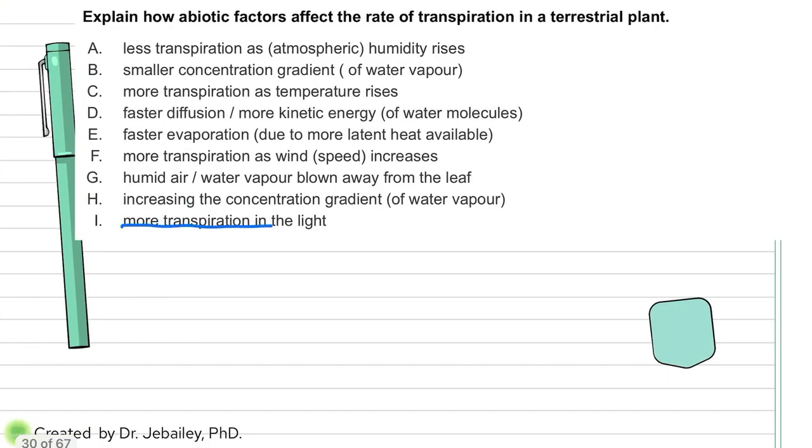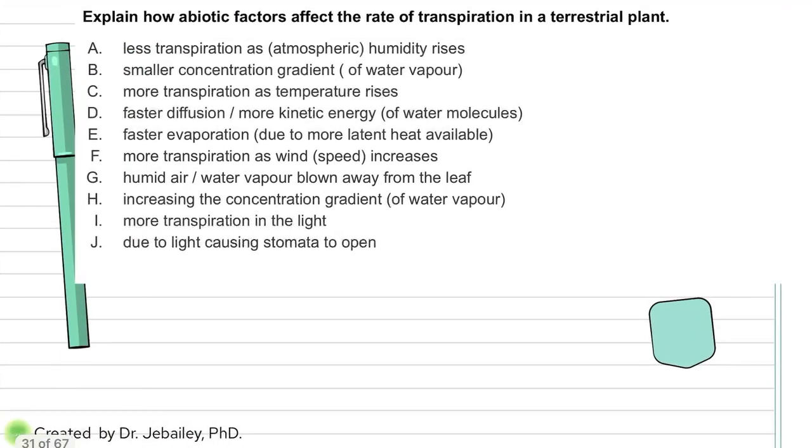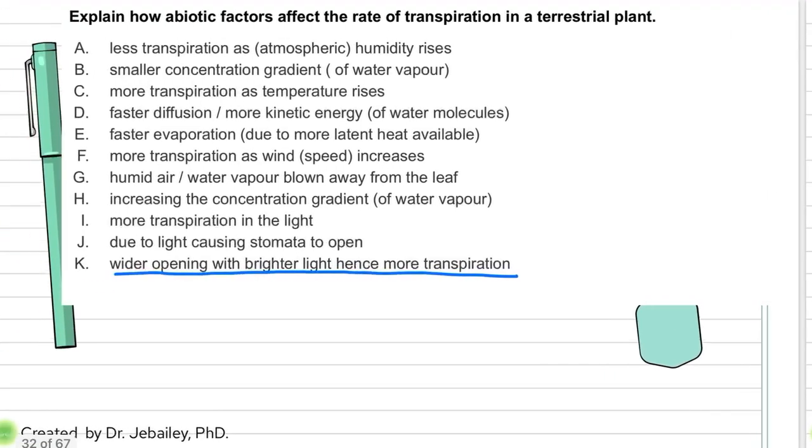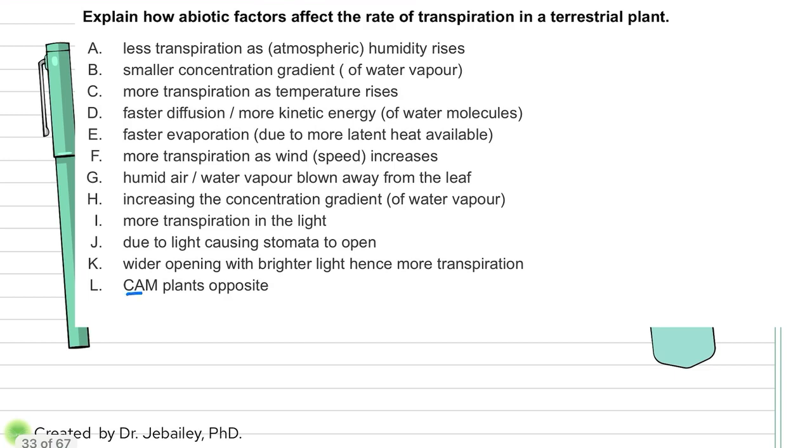And more transpiration in the light, due to light causing stomata to open. Of course, the more stomata open, the more water comes out. A wider opening in brighter light, hence more transpiration. So again, more sunlight, more stomata open, the more water comes out. And here we have the CAM plants, which are the opposite. What CAM plants do is they open during the night and close during the day.